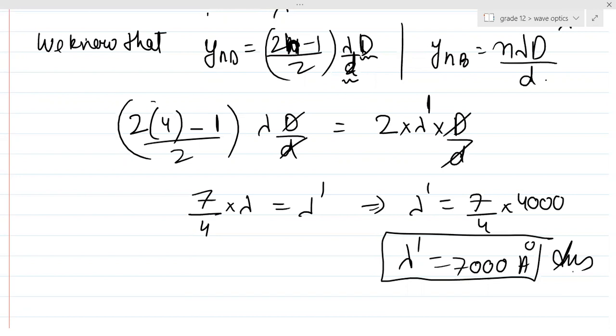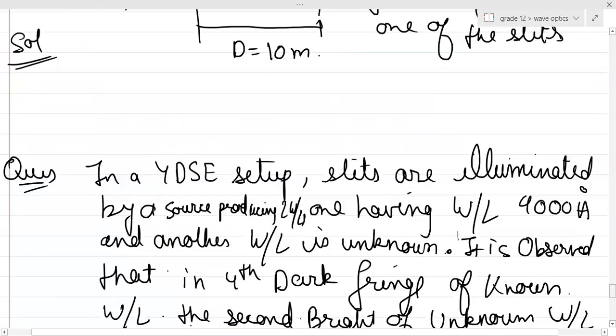Sir, why are capital D and small d equal? Because the same setup is being used. It was the same source, only having two different wavelengths, and the setup is also the same. Is the distance between the slits varying for both cases? No. The distance between the slits and the distance between the slits and screen is the same. So capital D and small d are the same, and that's why they cancel on both sides.